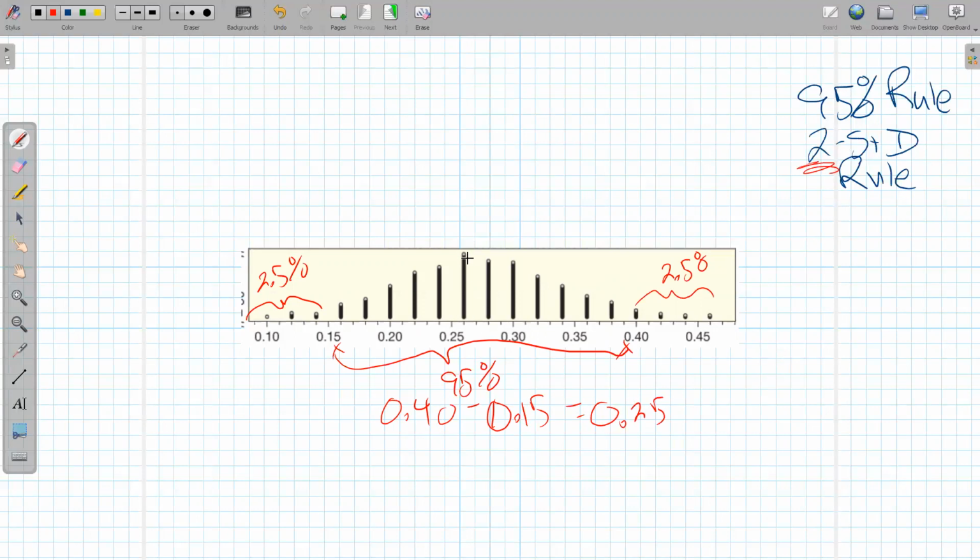So the mean is in the middle. And then we looked 1, 2 standard deviations to the right, 1, 2 standard deviations to the left. So altogether, this width of 0.25 is about 4 standard deviations total from the 2 standard deviation rule. So if I take that 0.25 and I divide by 4, I can't do that in my head.